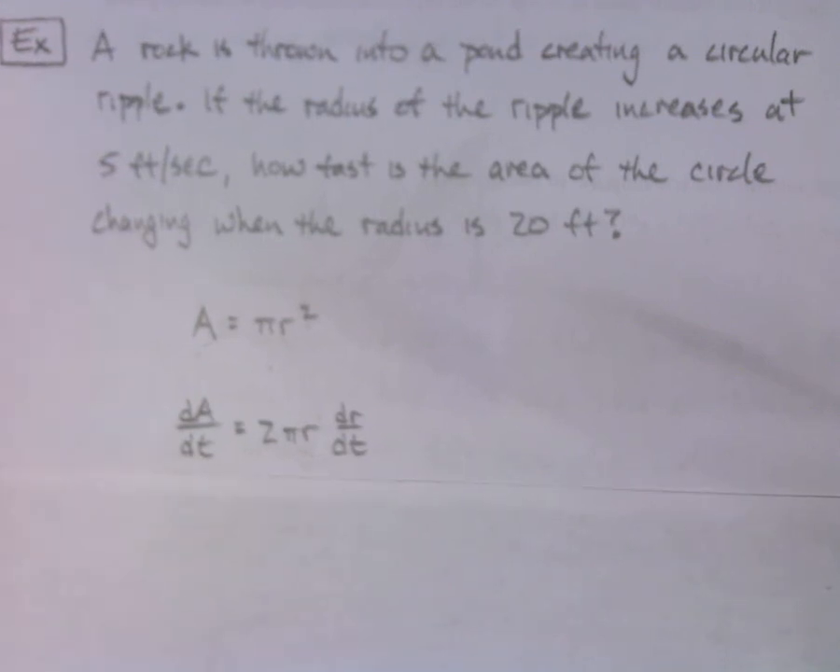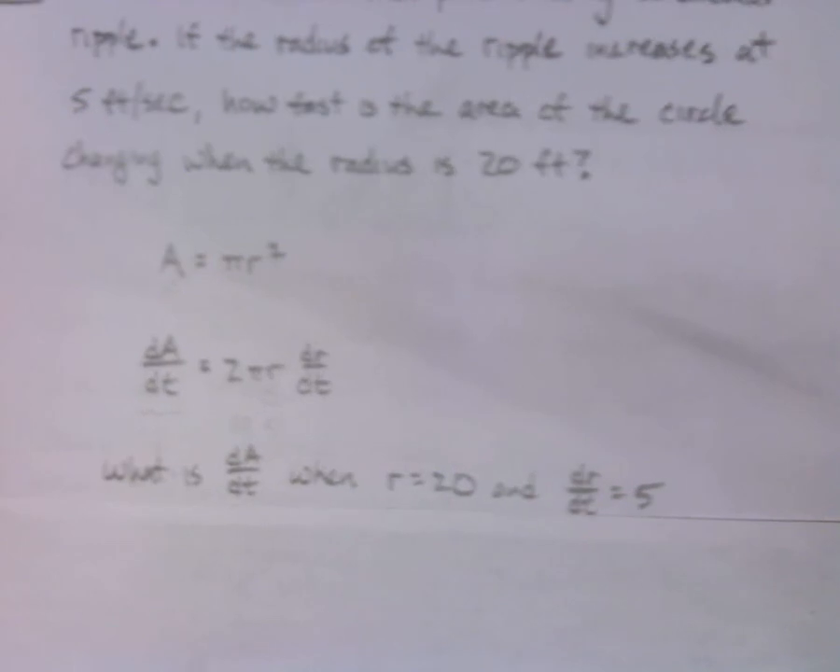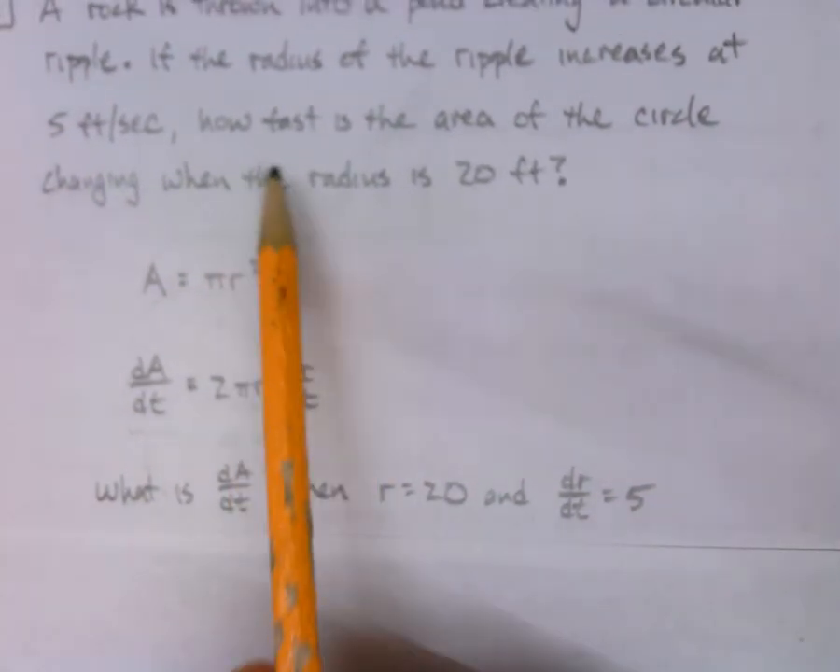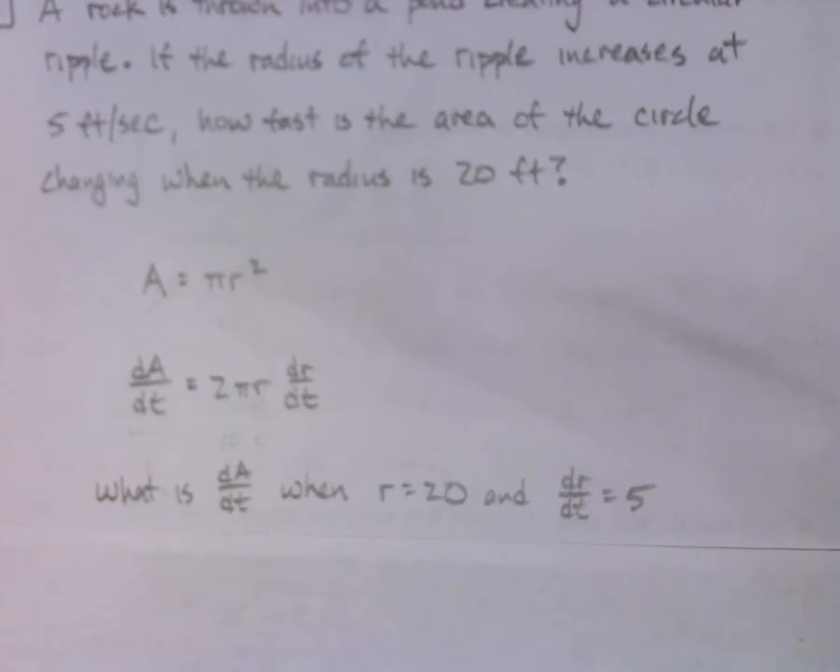Once we have that, then we're going to identify what the question is asking, and then we'll plug in the numbers that we got to match everything up correctly. So what's really happening? Write that question: how fast is the area of the circle changing? What's the instantaneous rate of change of the area? That's dA over dt. How fast the area changes.